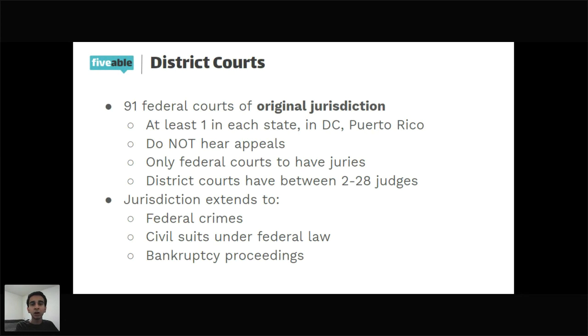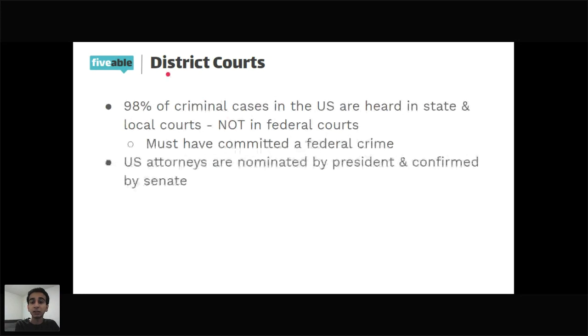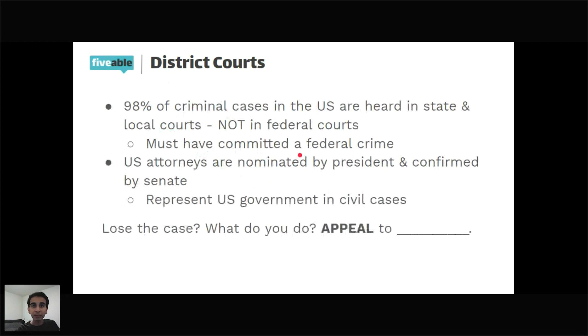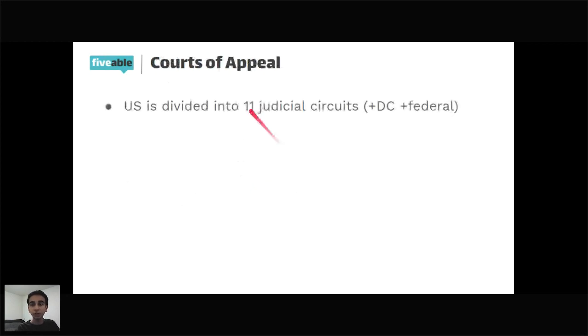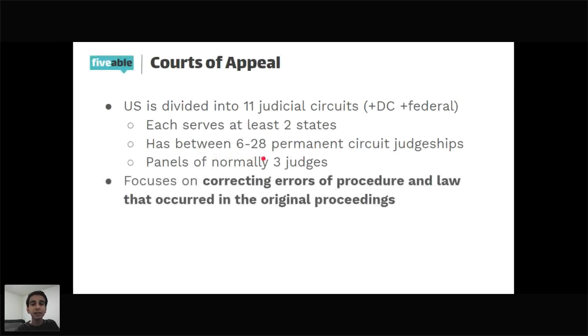Okay. Continuing on with the court system, 98% of criminal cases in the United States are heard in state and local courts, not a federal court, because in order for it to be in a federal court, they have to have committed a federal crime. And if you lose the case, you can just appeal to the higher court. I talked about those higher courts of appeal, so that's the second level in the federal government's judicial system. Each court serves at least 2 states and has between 6 to 28 judgeships. There's a panel of normally 3 judges, and basically here it's correcting errors of procedure and law.